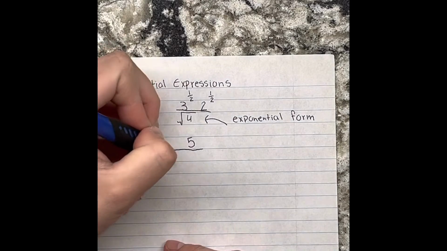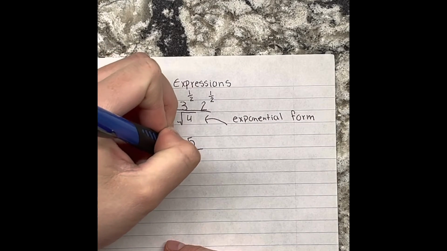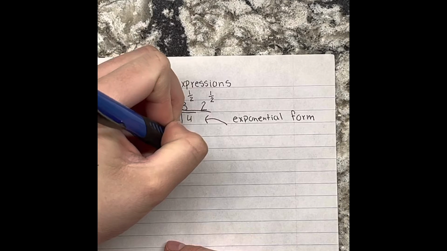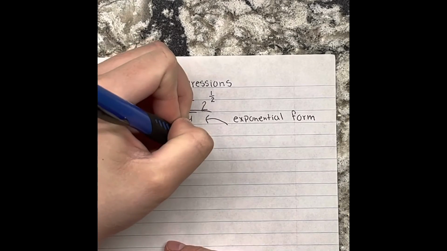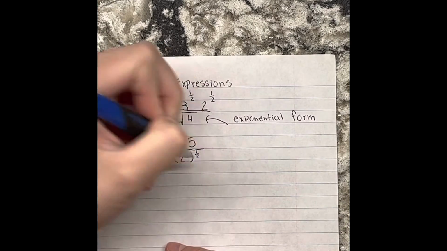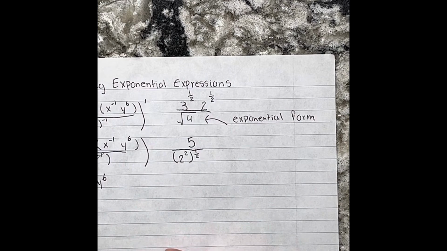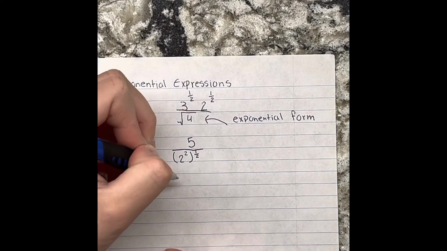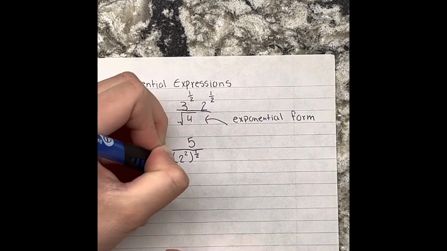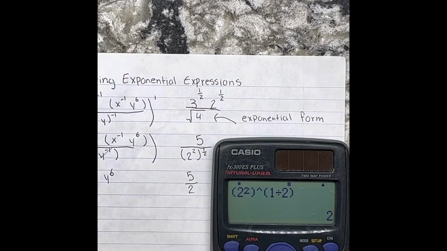So we're just breaking this down basically, and 2 to the power of 2 and then to the power of half is the same as the square root of 4. And here I'm just showing how I typed it into my calculator to get the answer.